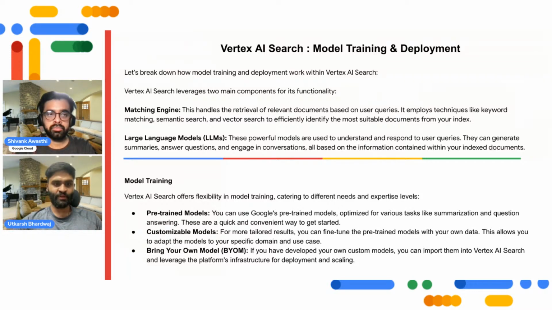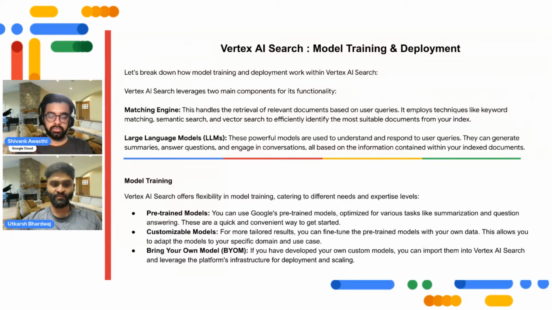So now let's understand more about model training in the case of Vertex AI Search. So Vertex AI Search offers flexibility in model training, catering to different needs and expertise levels. So there are some pre-trained models available. You can use Google's pre-trained models, optimized for various tasks like summarization and question answering. These are a quick and convenient way to get started.